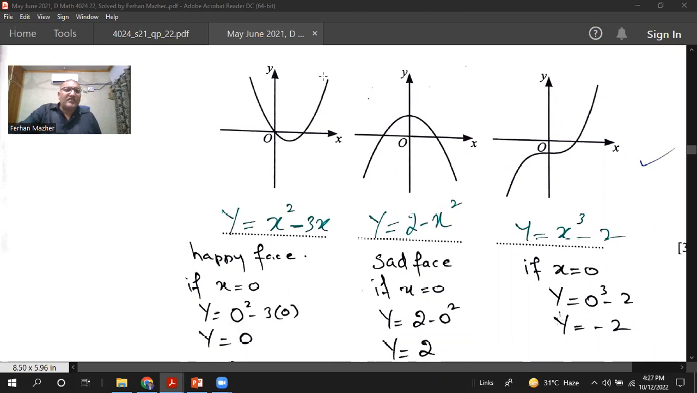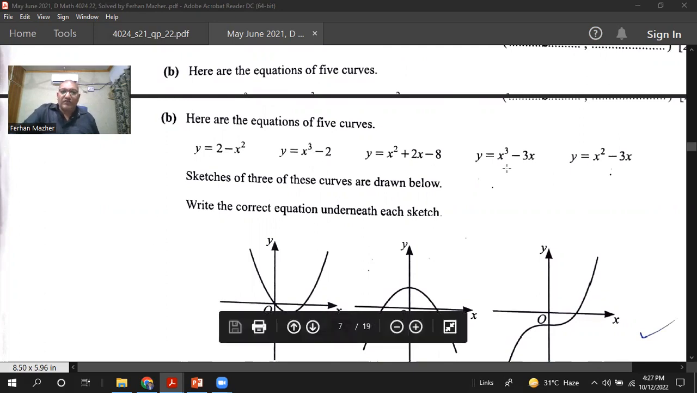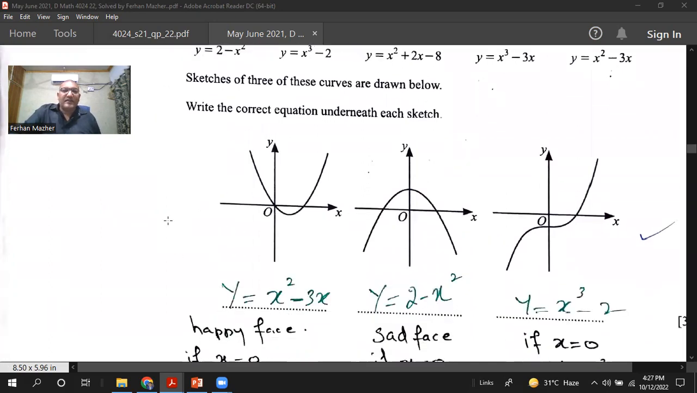This one here is a happy face. And when the parabola makes a happy face, the quadratic equation's x squared will have a positive coefficient. So here x squared has a positive coefficient, and here also x squared has a positive coefficient. Okay, so these two equations are happy faces.